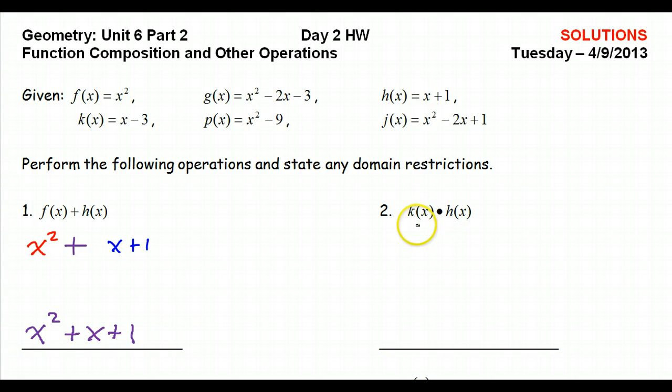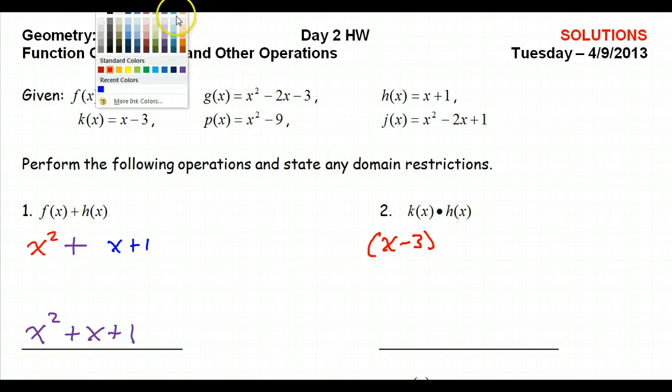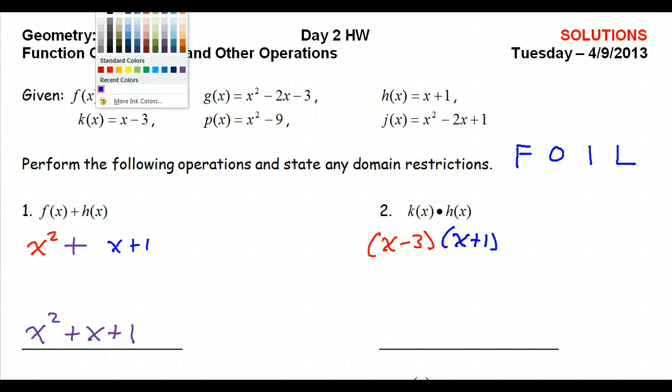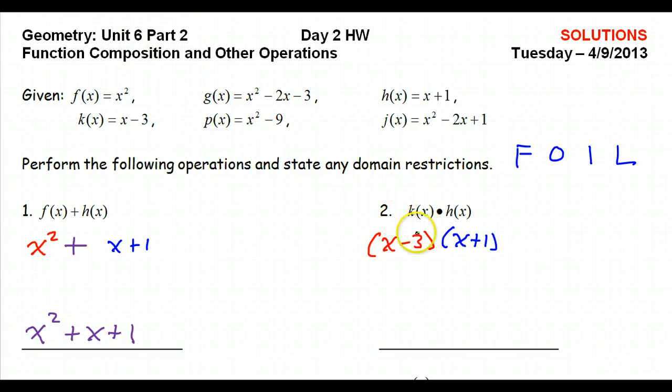Let's look at number 2. Function k. Alright, so that's x minus 3. And then we're supposed to multiply that times function h. Okay, which is x plus 1. Alright, now to multiply a binomial times a binomial, some teachers teach this as the FOIL method, first, outer, inner, last. I usually look at it as simply doing the distributive property twice.